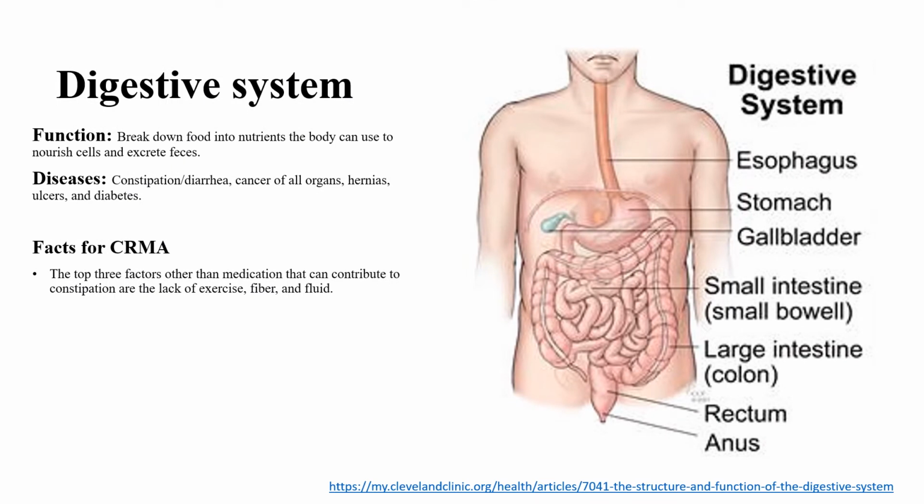Digestive system function: break down food into nutrients the body can use to nourish cells, and excrete feces. Diseases: constipation, diarrhea, cancer of all the organs, hernias, ulcers, and diabetes. Facts for CRMA. The top 3 factors other than medication that can contribute to constipation are the lack of exercise, fiber, and fluid.